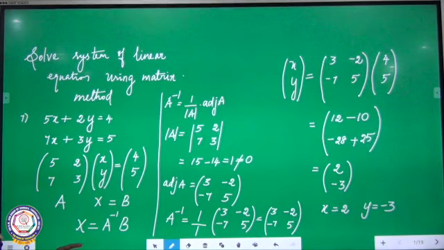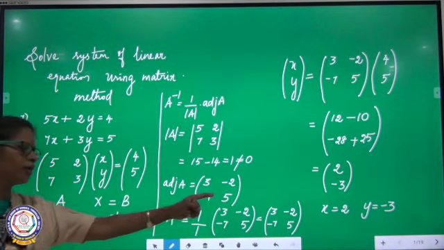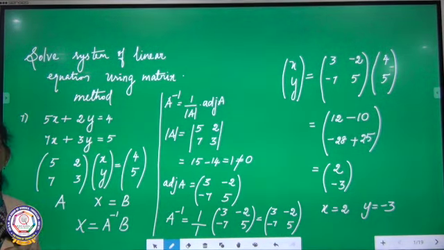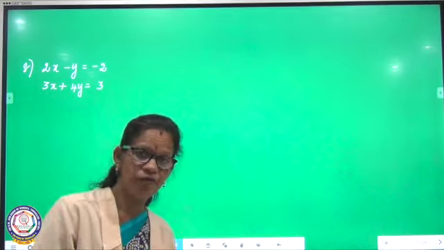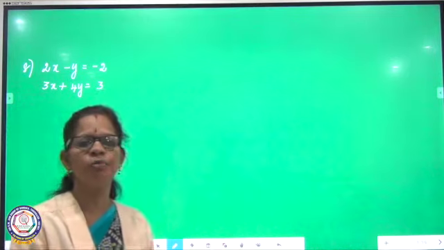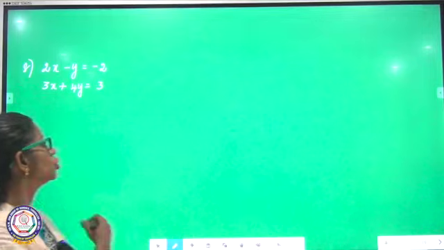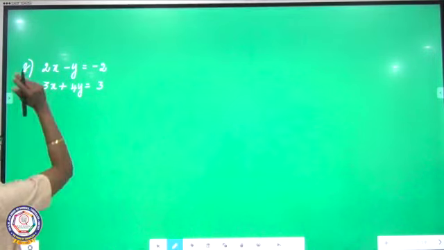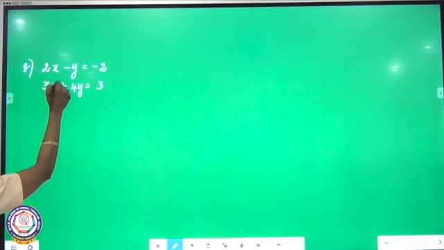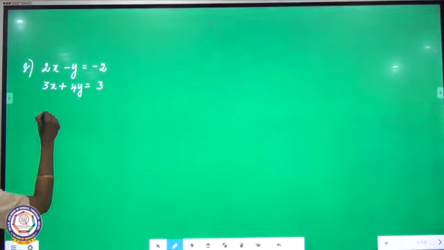Because the system is consistent, you are arriving at the solution as X is equal to 2 and Y is equal to minus 3. The same way, question number 7, how I proceeded, the same way I am going to do question number 8. See here, the coefficient of X should be placed in the first column.